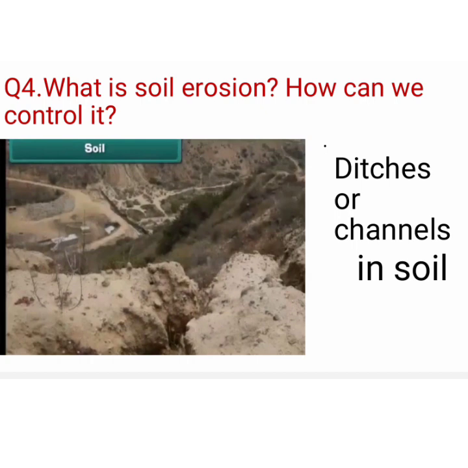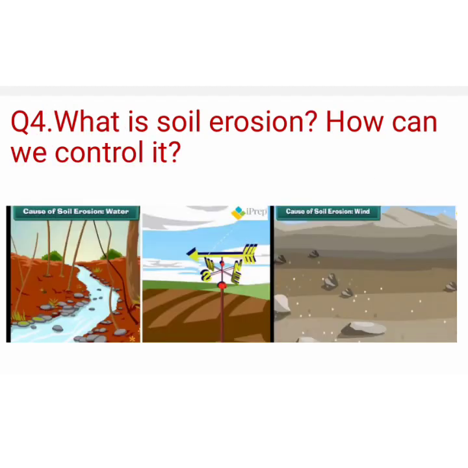Our fourth question is, what is soil erosion and how can we control it? As you can see in this picture, there are huge ditches and channels in soil. How are they constructed? They are constructed due to heavy flow of water. Yes, children, soil erosion is the natural removal of soil by the action of water or wind.